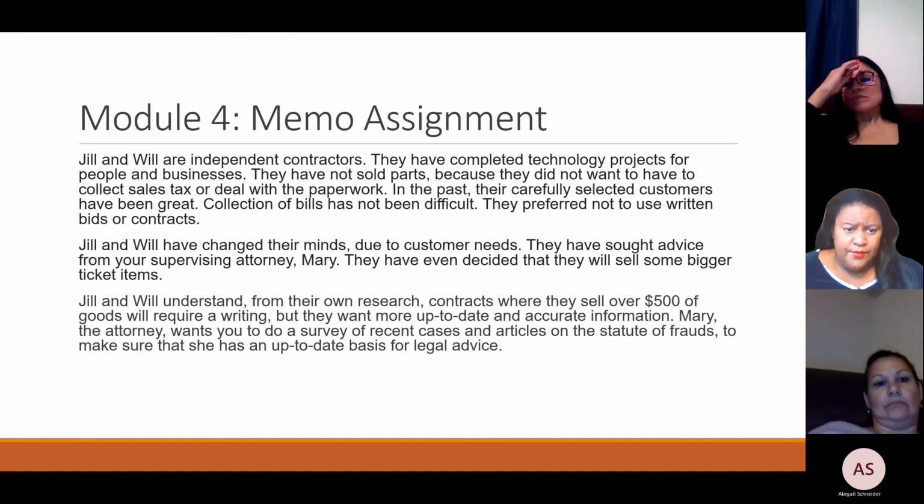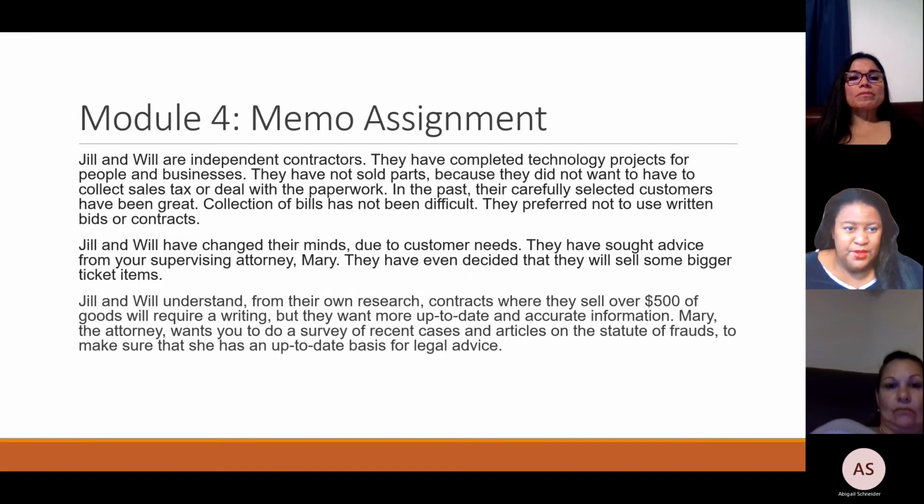So they realize that, right? And they seek advice from counsel, your supervising attorney, Mary. They decide they're going to sell bigger ticket items, right? Under the statute of frauds, contracts for the sale of over $500 must be in writing or they cannot be enforced. So they decide to hire you and your boss to do some research. So this is research about the statute of frauds in this memo assignment.